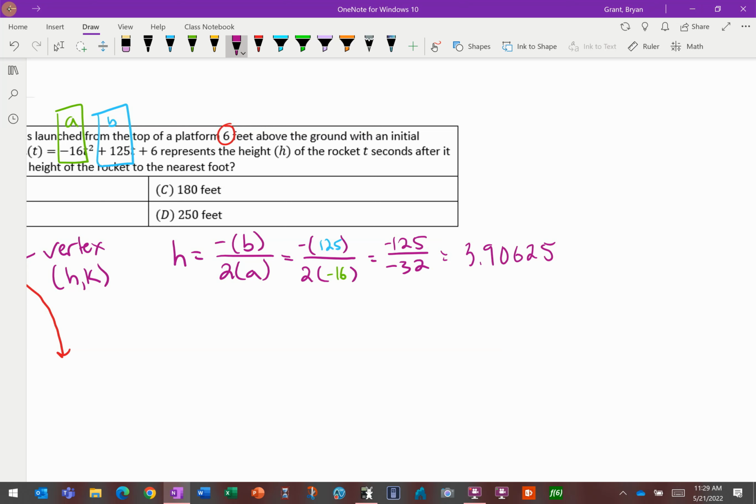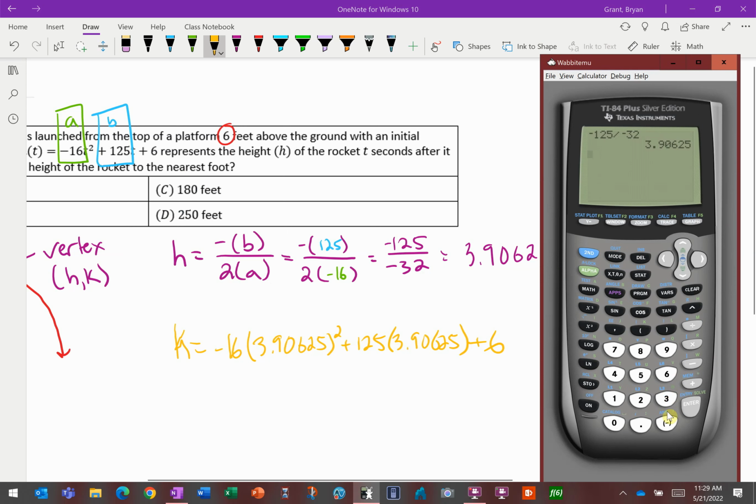Well, let's go ahead and find the k value. The k value involves taking this and substituting it in for x, or in this case in for t. So we're going to have negative 16 times 3.90625 squared, plus 125 times 3.90625 plus 6. And boy, am I happy that I have a calculator here.